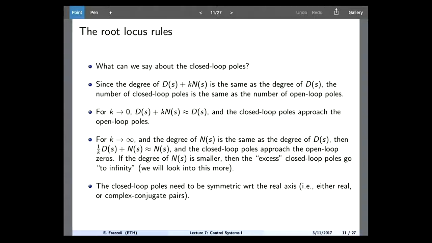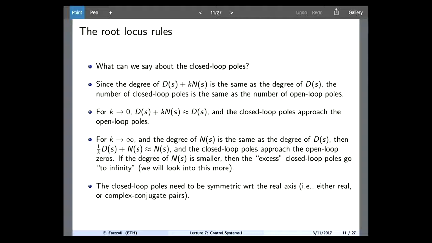If you don't have enough zeros, that is, if the degree of n is less than the degree of d, then these excess poles will go to infinity, in a way that we will see in a few minutes. Also keep in mind that the closed loop poles, no matter what you do, must be symmetric with respect to the real axis. So if you have a closed loop pole that is complex, with a non-zero imaginary part, you also need to have the complex conjugate.